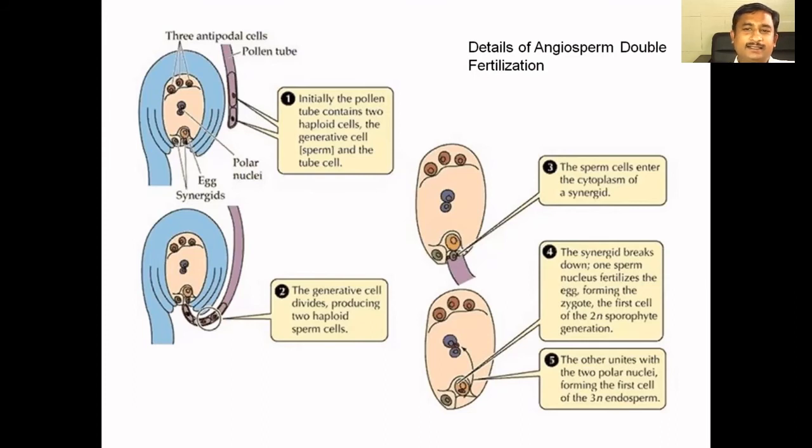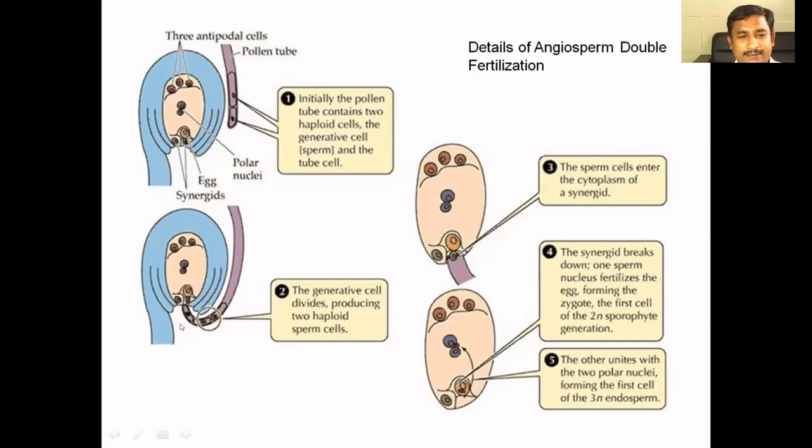The next stage is these sperm cells enter the cytoplasm of the synergid. Here are the synergid cells, adjacent to the egg cell, and the synergid breaks down. One sperm nucleus fertilizes the egg, forming a zygote. This is the first cell of the 2n sporophyte generation.